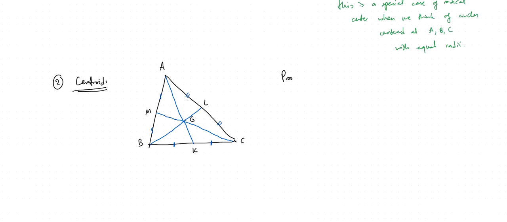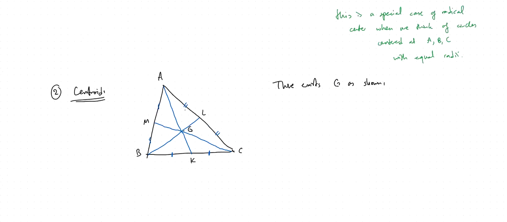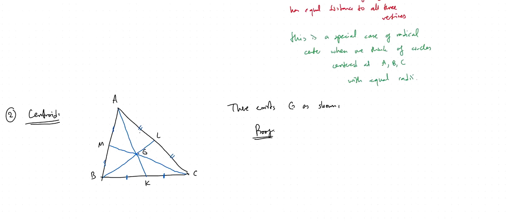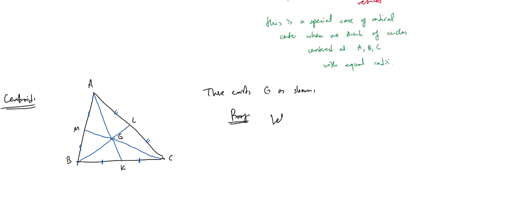Well, the statement is there exists G as shown. Proof. I want to define G immediately as the average of the points.